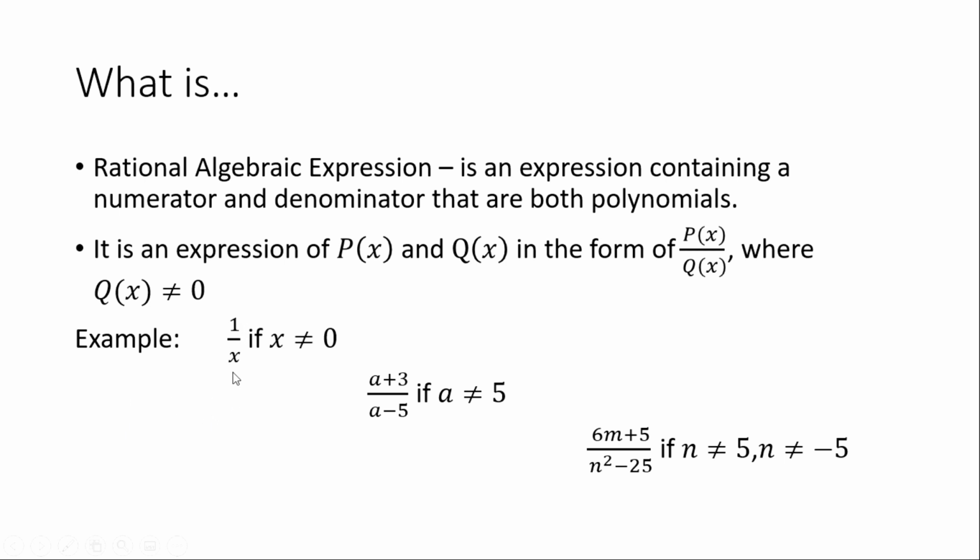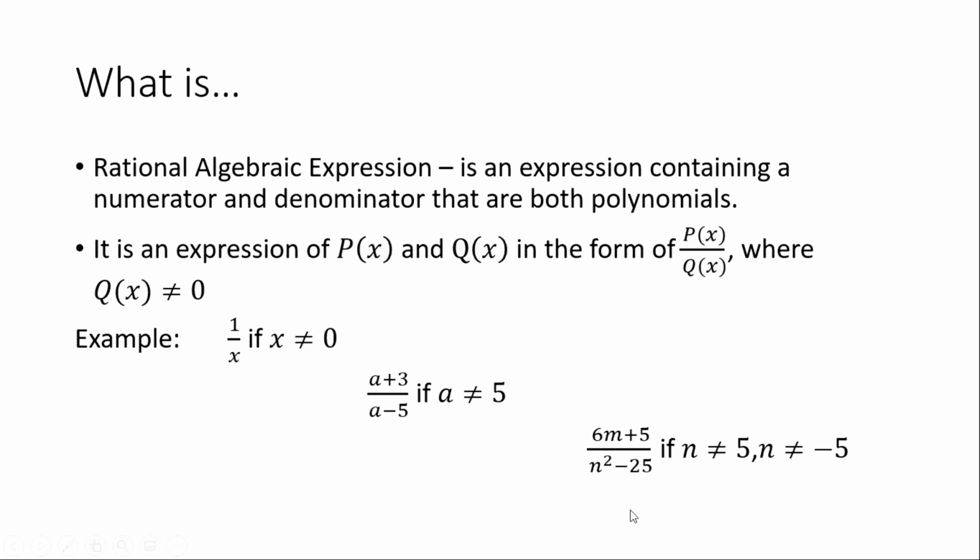So what are examples of rational algebraic expression? First, we have 1 over x if x is not equal to 0, so that it will not be undefined. Another example is that we have a plus 3 over a minus 5 if a is not equal to 5. Kasi pag sinubstitute natin yung 5 dito, 5 minus 5 is 0, the denominator will be 0, and that is undefined. So, hindi na siya rational algebraic expression. So, yun yung kanyang exemption. A should not be equal to 5.